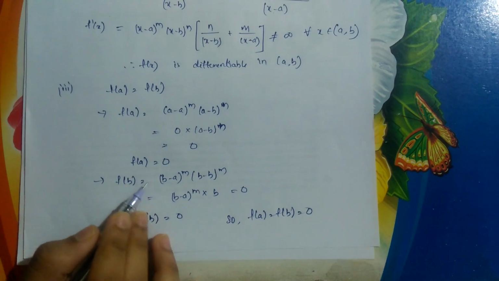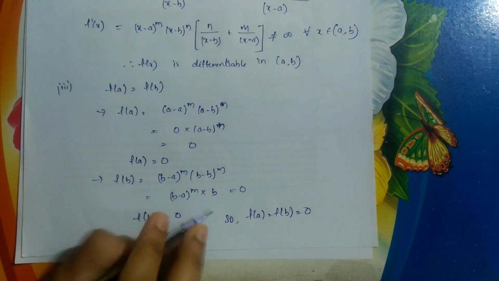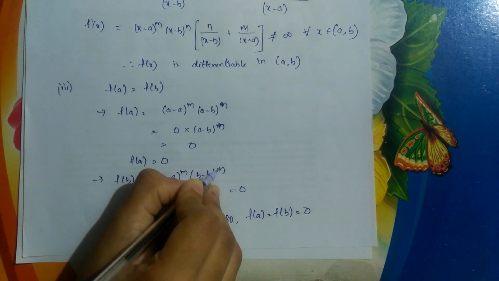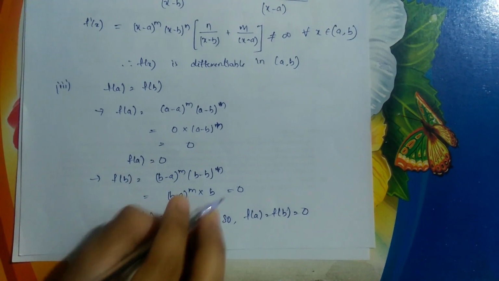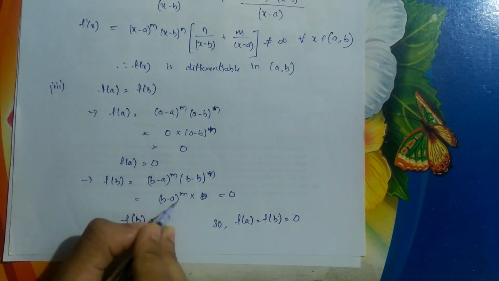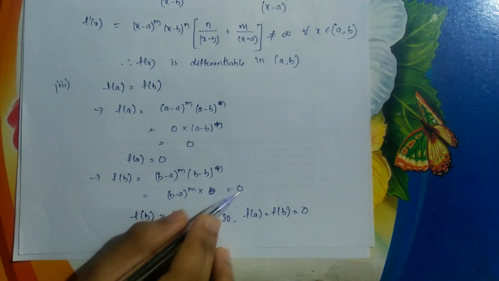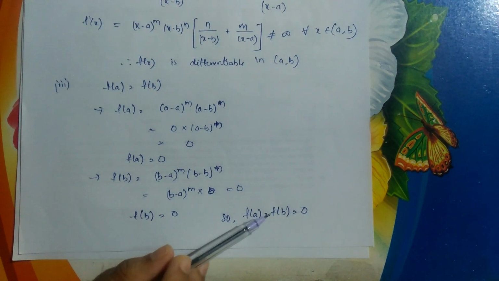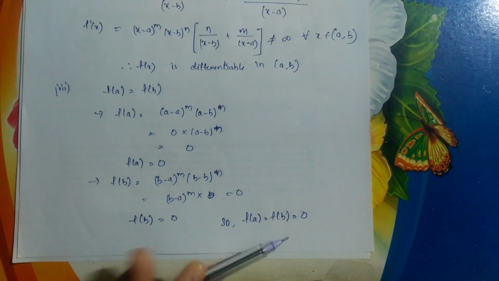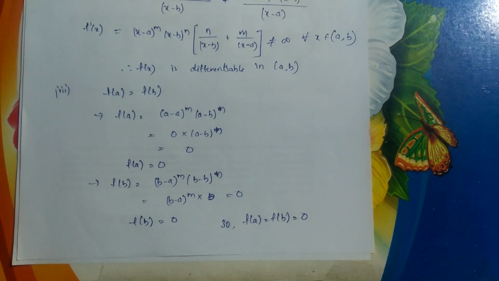Then f of b is equal to (b minus a) whole to the power of m and (b minus b) whole to the power of n. So this value is 0, and when it is multiplied with (b minus a) to the power of m, it becomes 0. So the f of b value is also 0. Therefore, f of a is equal to f of b, and both values are equal to 0.